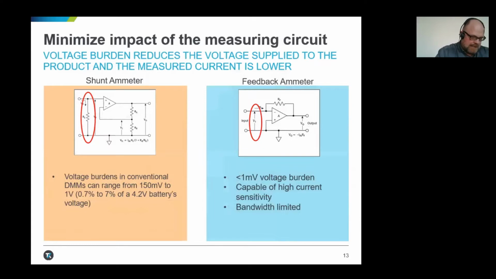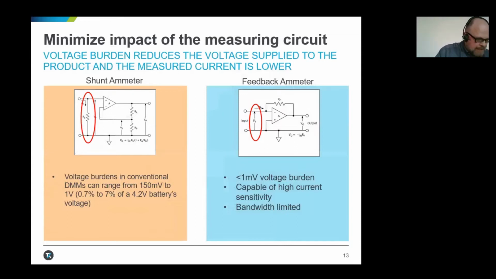If you are using a battery with a voltage of 4 volts or less, the voltage burden can reduce the circuit voltage by up to 7%. That is a lot of error added to the measurement uncertainty, and the signal-to-noise ratio is also reduced. In general, the shunt ammeter topology limits sensitivity.